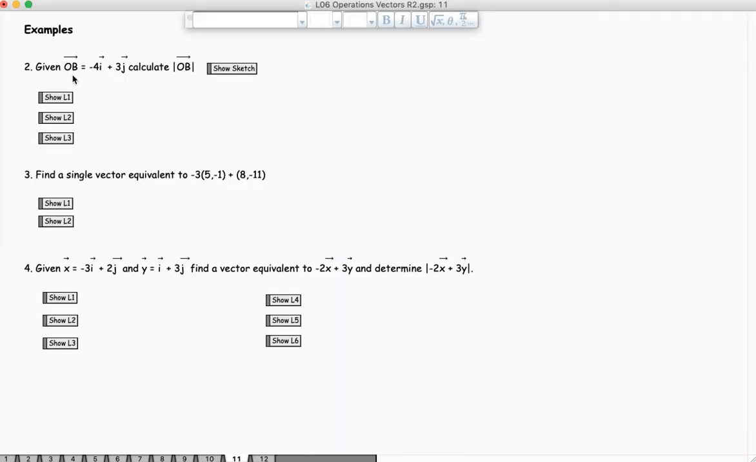All right, so now we're being given this vector here. We're given it in unit vector form. It's asking us to calculate the magnitude of OB. In order to do that, I just need to know what A is and what B is. What's the X component? What's the Y component? Draw a sketch if you want to. We are -4 to the left followed by 3 up. That would give us this point right here. And of course, the coordinates of that point would be -4, 3.